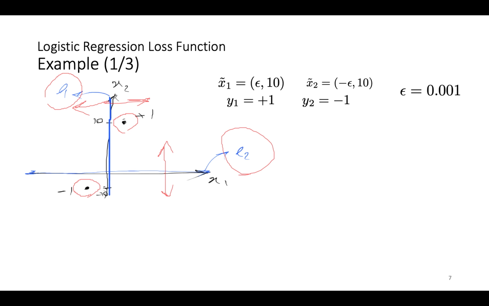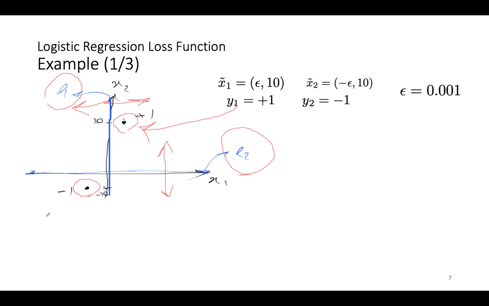You just show that it's marginally on the positive domain, so on the right side. And x2 is minus epsilon and 10, so it just shows that it's marginally on the negative side. All right? And the classes are, for this, x1 is +1, and for x2 is -1. Okay? So that's the question.